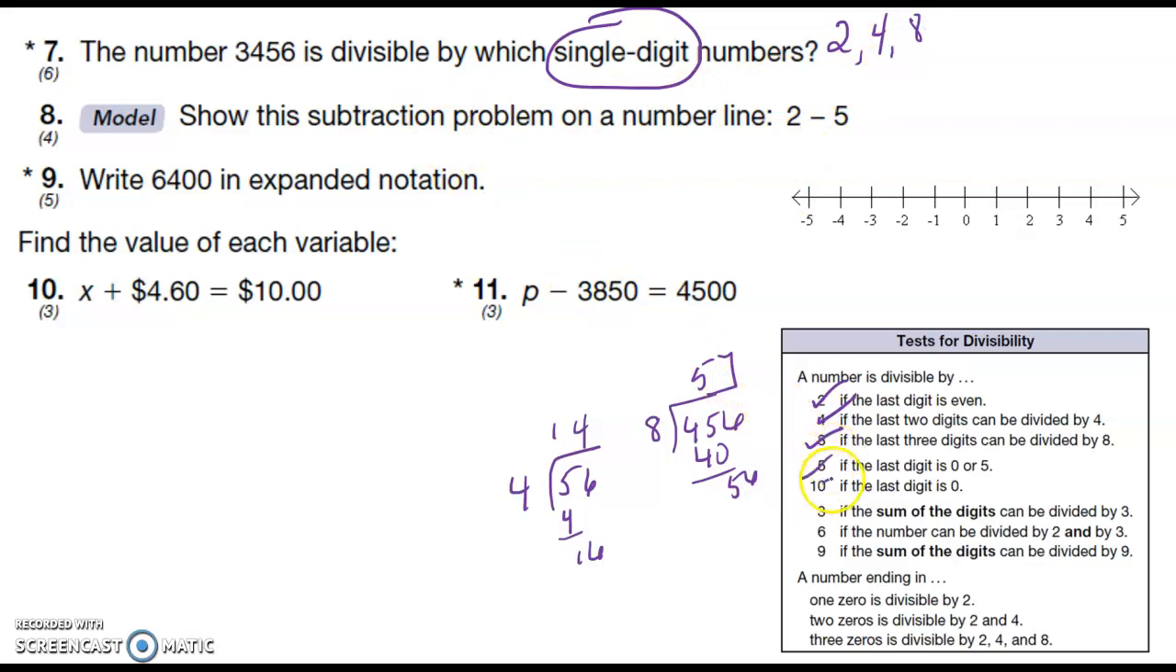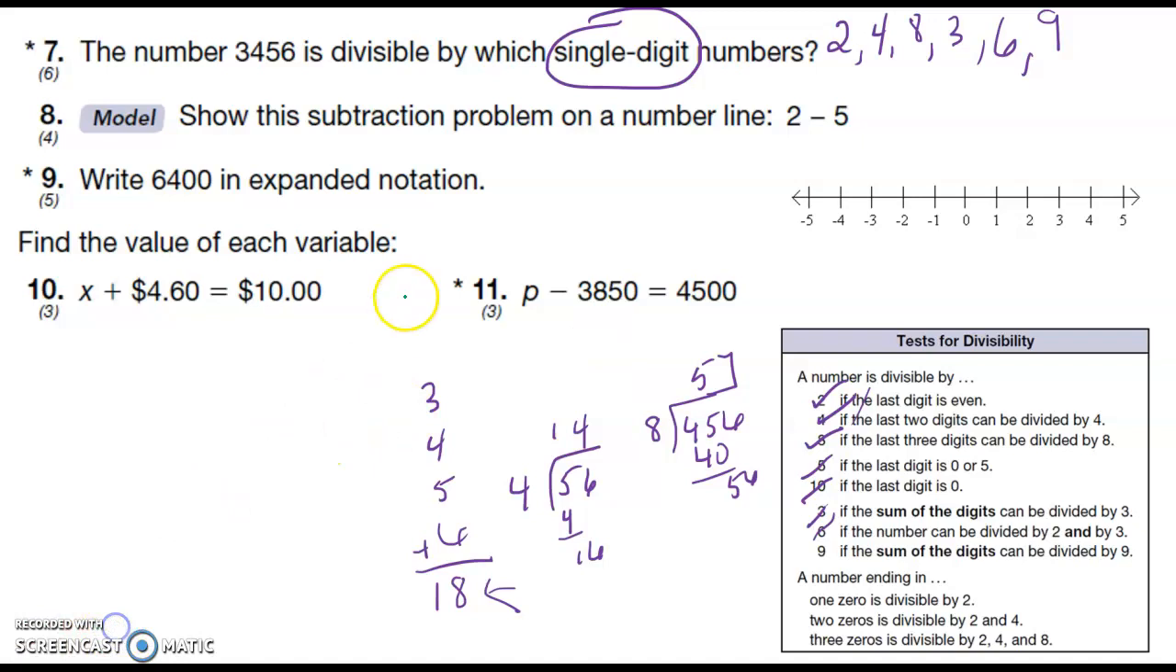Not 5, not 10. 3: if the sum of the digits, so 3, 4, 5, 6. So 3 plus 4 is 7, plus 5 is 12, plus 6 is 18, and that is divisible by 3. So that's going to go. 6, if it's divisible by 2 and 3, so that works. And then divisible by 9, yes, the sum is divisible by 9. So those are our numbers that it is divisible by.